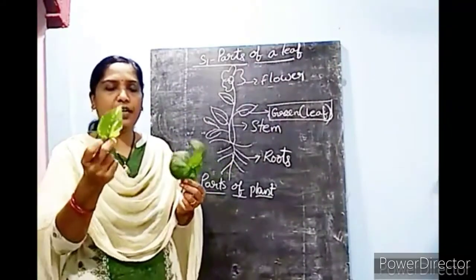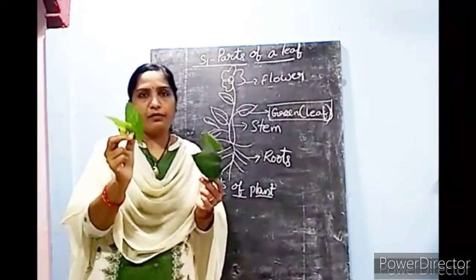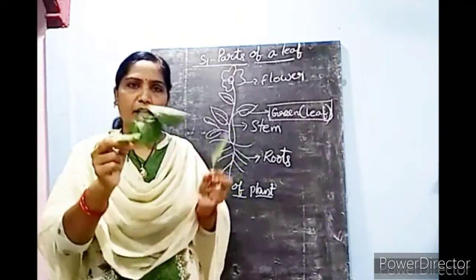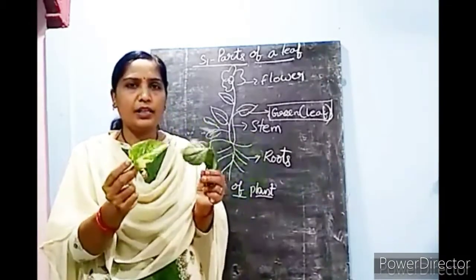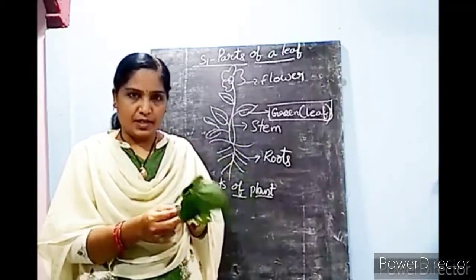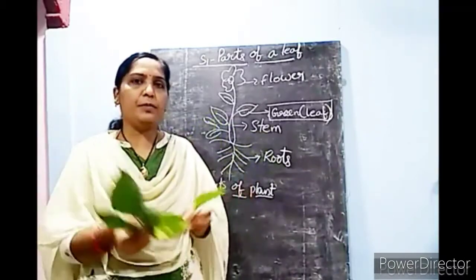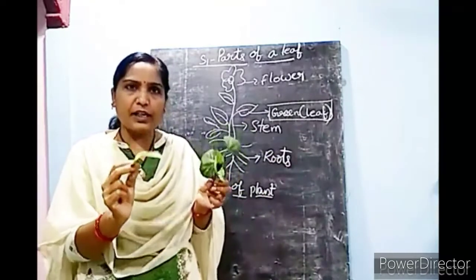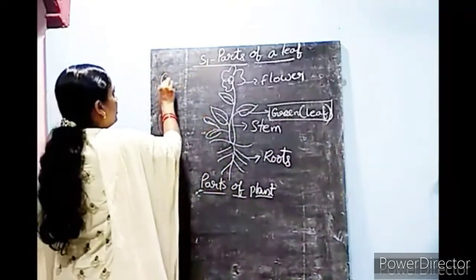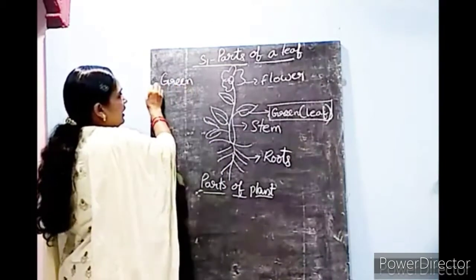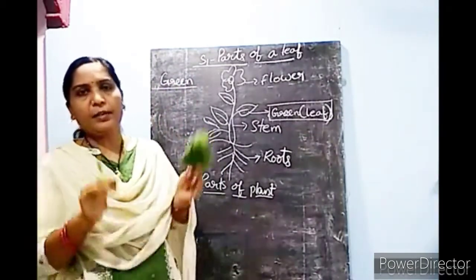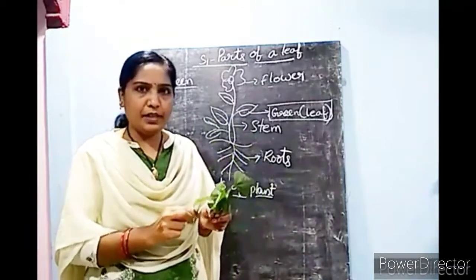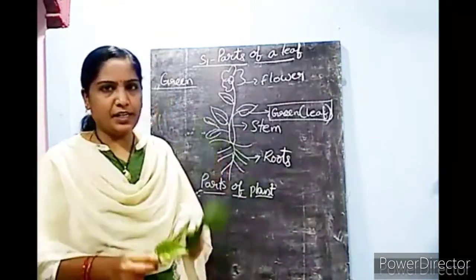I will show you the different types of leaves. These are all leaves of different plants. Are you finding any same character or same feature among all these different plant leaves? Yes, you are right. Whatever the plant may be, they are of different plants, but they are all in green color. So all the leaves are in which color? Green color. Why are they green? Because they have the pigment. These you will read in your coming classes. They have chlorophyll pigment in them. Because of that they appear green in color.